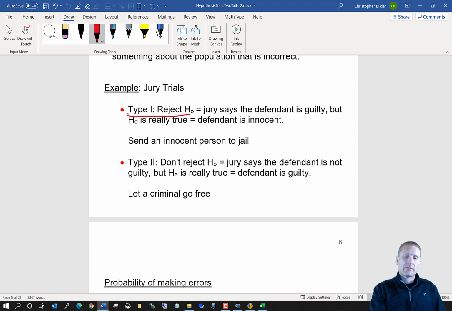Type 2 error. Jury says the defendant is not guilty, but we should have said the defendant was guilty. So this would be like letting a criminal go free. Now, in our judicial system, we don't want that kind of error to occur. But we'd be willing to give up making errors like this sometimes in order to prevent this first error from occurring.